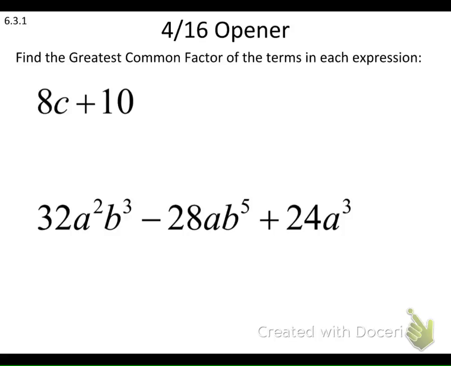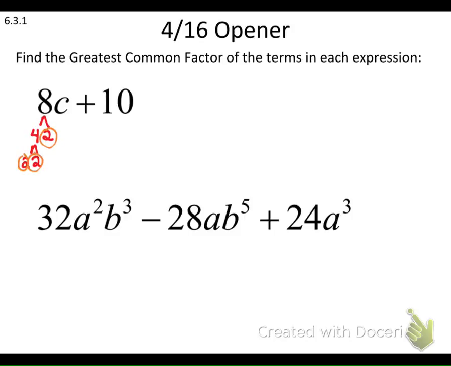So who can give me two numbers that multiply to get 8? 4 and 2, right? Now is 2 a prime number? Yes. Is 4 a prime number? No. 2 times 2, right? All right, so then let's go ahead and circle our prime numbers.